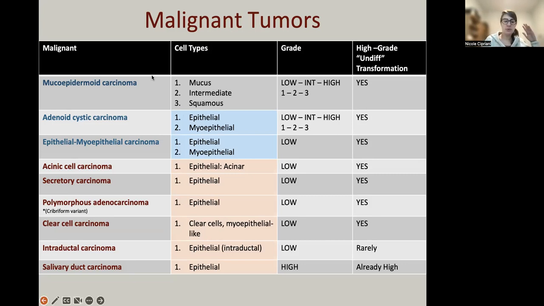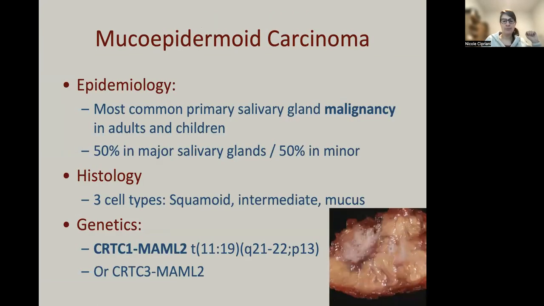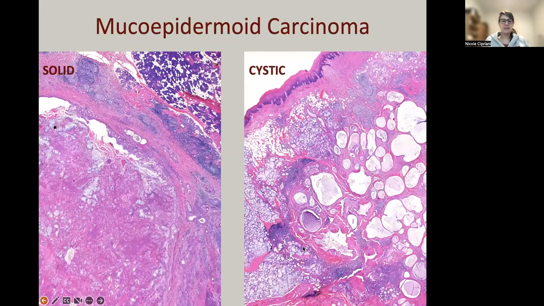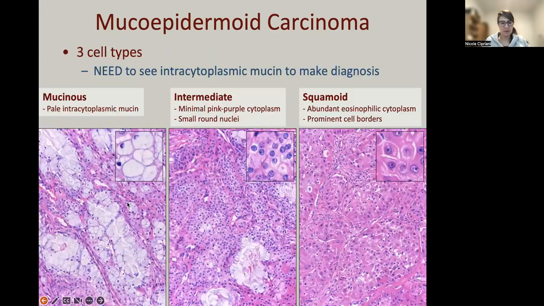So these are the tumors that really are only malignant. So if you see them, you're dealing with a malignancy, then you have to determine, are they low grade or high grade? So we'll start with the most common being mucoep. So epidemiologically, we know that mucoep can present in both adults as well as children, right? So this is one of the rare carcinomas that we do see in kids, both major and minor salivary glands. Three cell types, as you'll see, genetics being specifically CRTC1 or CRTC3 with MAML2. So it can present histologically as either solid or cystic or some combination of the above.